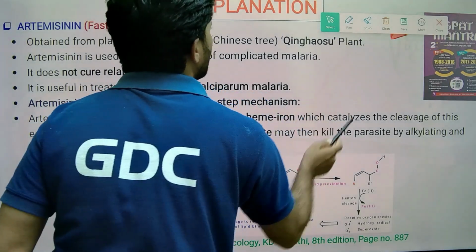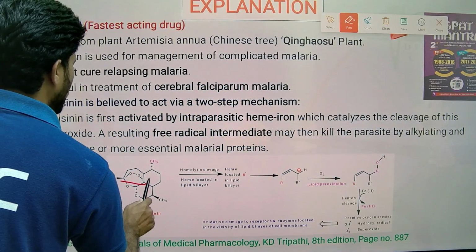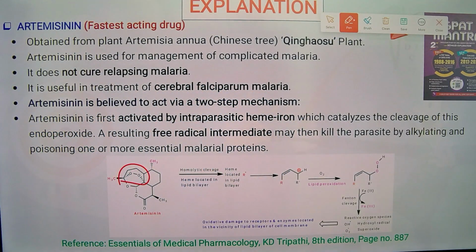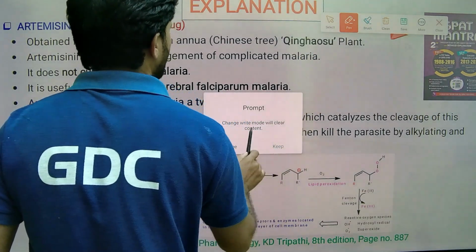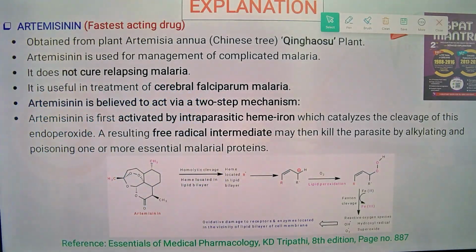So as I mentioned here, it contains an endoperoxide ring. That endoperoxide ring generates free radicals. Those free radicals damage the Plasmodium. So artemisinin is a natural alkaloid available mainly in China.